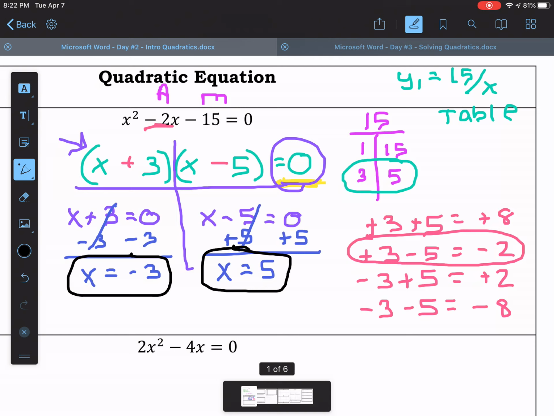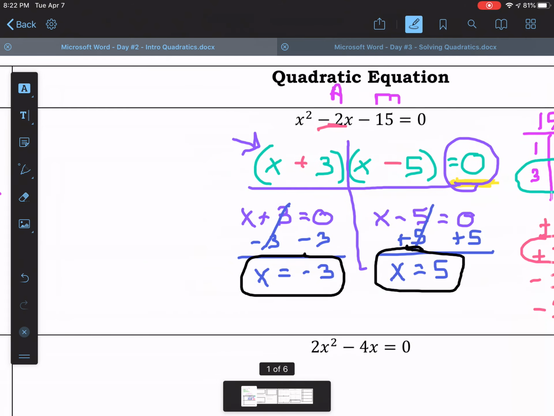Now, if you're looking at the answer key that I posted, you can also write the answers like this as a solution set. So when you do that, you do your little curly bracket, negative 3 comma 5, and then another little curly bracket. That's called the solution set. You can write it that way, you don't have to, but you might see it like that as the answer choices for multiple choice, so just be aware of that. All right, let's move on and try number 2.